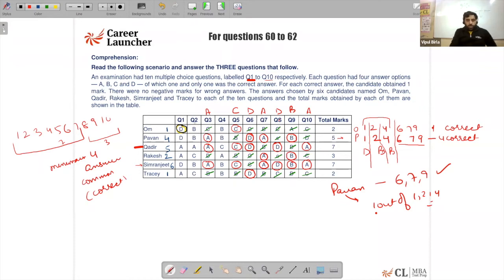If the answer to this question is D, then I can say Om has got it right. In the first case, it is D. So Om has got this right. So therefore Om will now have 2. Pavan has got this right. Therefore Pavan will have in total 5.